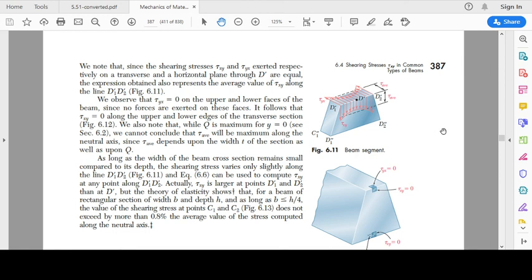So we are going to solve a problem on this horizontal shear in the next class, which will further tell you how to calculate the different parameters in this equation. Delta H is equal to shear stress, average shear stress is equal to VQ over IT.